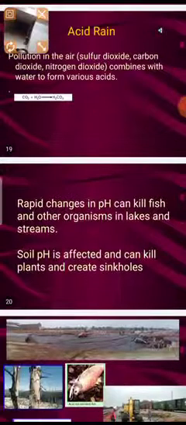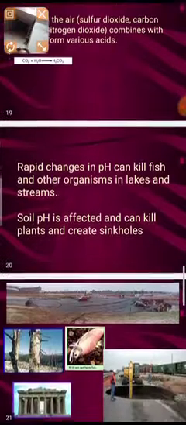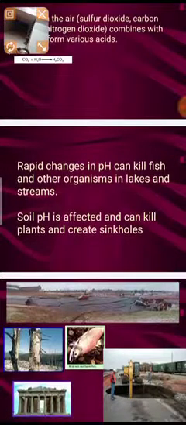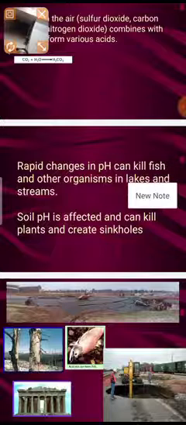Rapid changes in pH can kill fish and other organisms in lakes and streams. So sometimes we have seen lakes which are in a dead condition. Due to this, the pH of that solution increases by means of different kinds of salts, so there are no living things, and therefore that lake becomes dead. Soil pH is affected and can kill plants and create sinkholes too.